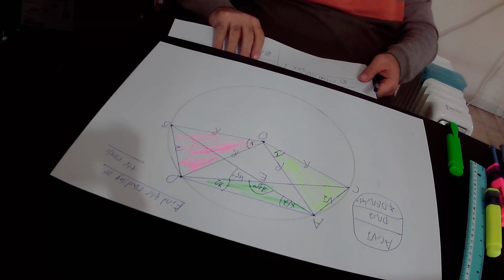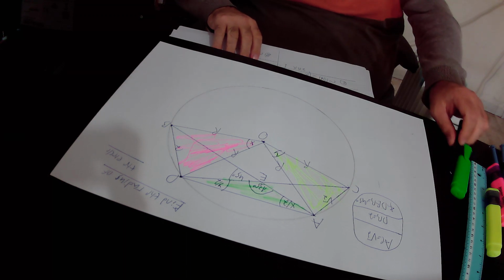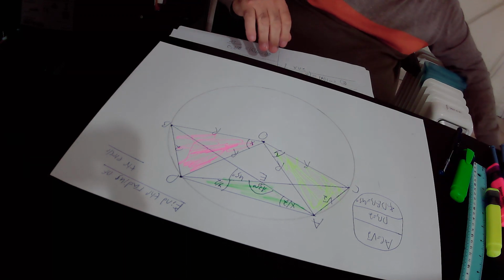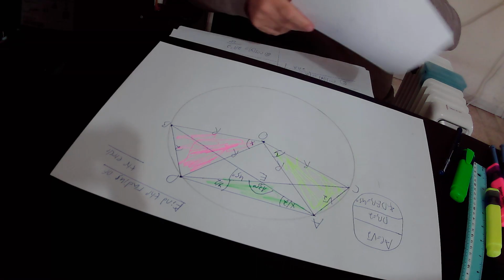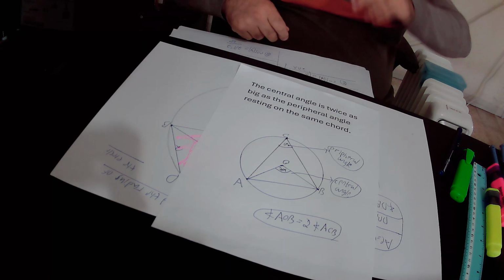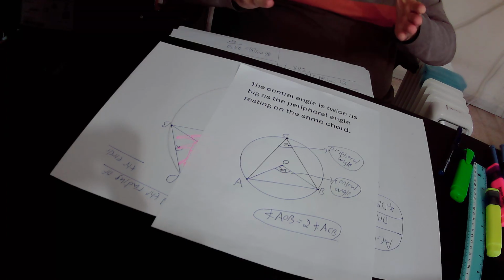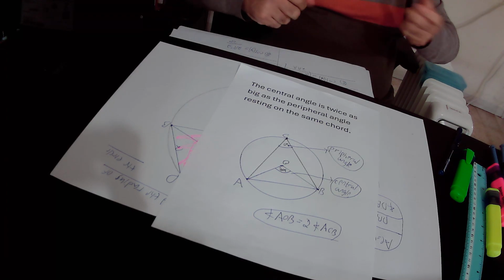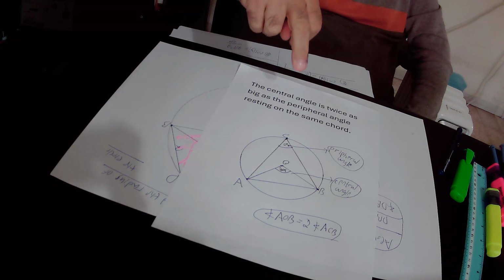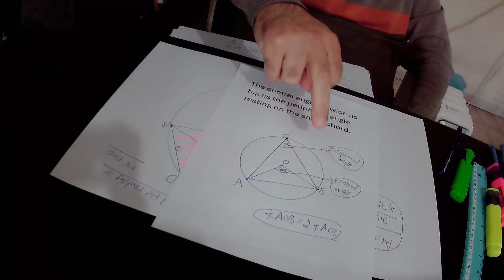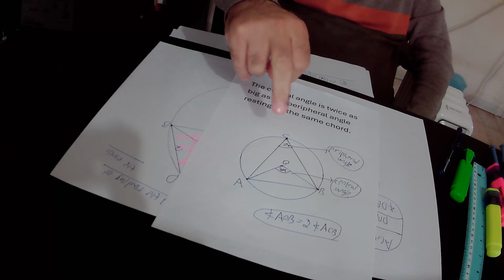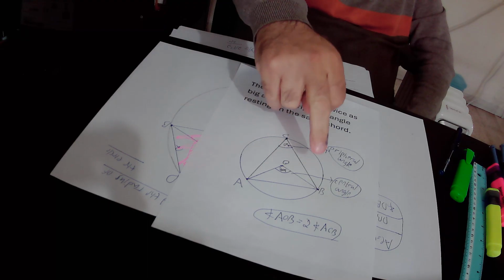Actually, we used two rules in order to solve the question. The first rule is that the central angle is twice as big as the peripheral angle resting on the same chord. So here, the peripheral angle ACB equals alpha, and it rests on chord AB.